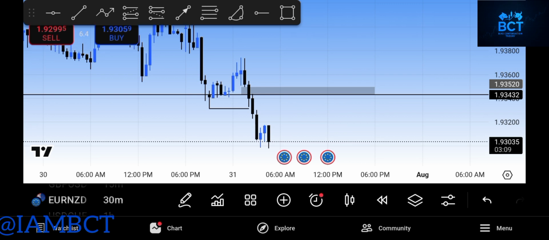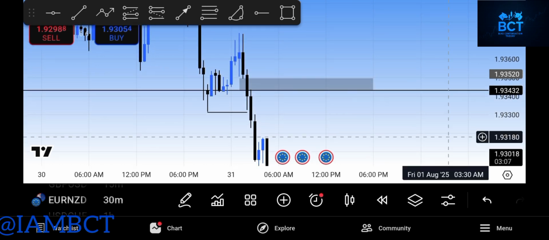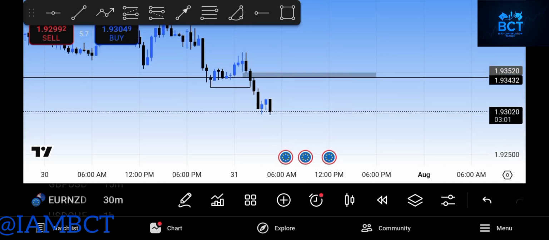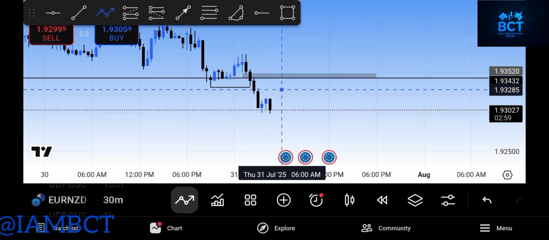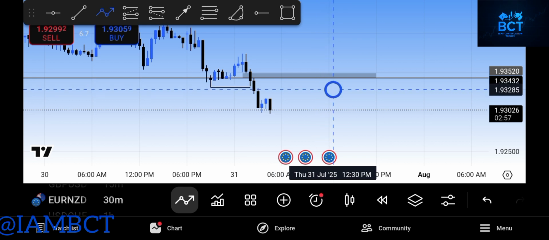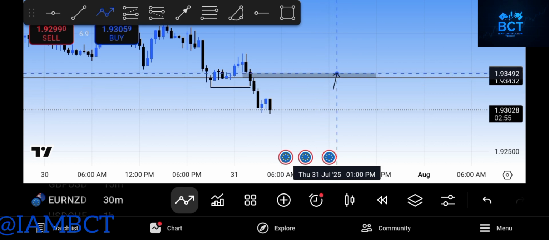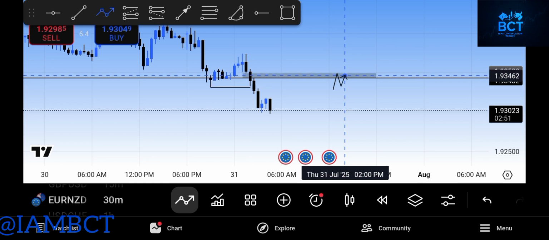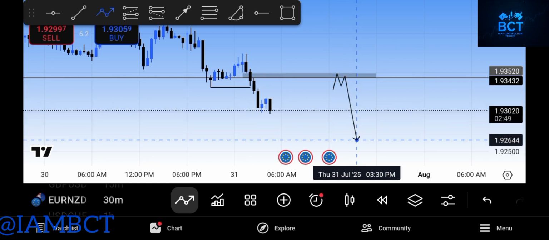So this is what I expect price to do: come back into the zone, give me that confirmation, and pull down. I expect price to do this as usual. Then my confirmation, I don't joke with it. Then it comes back up and then continues going down.